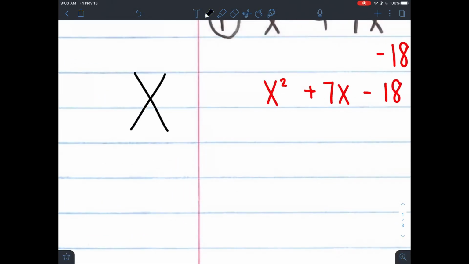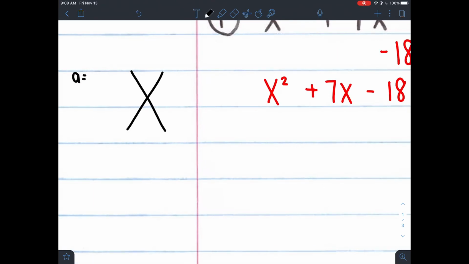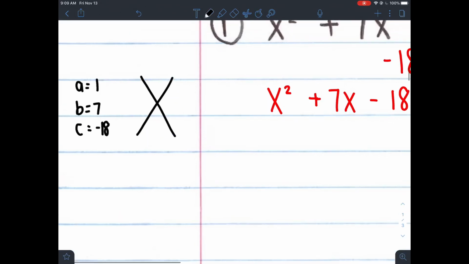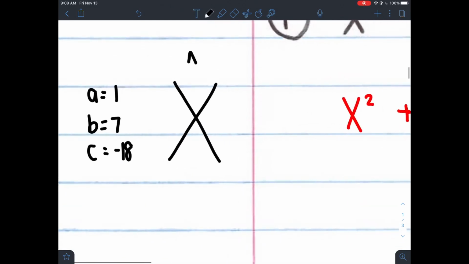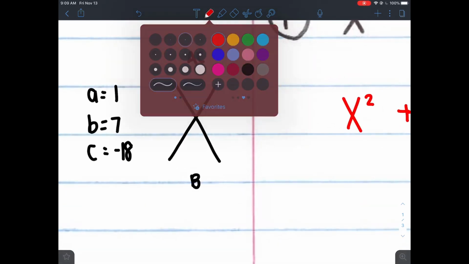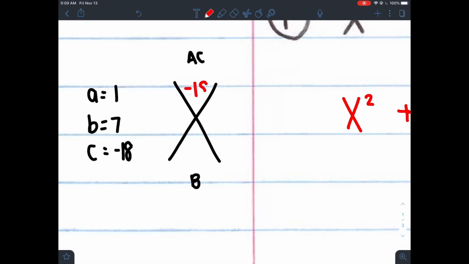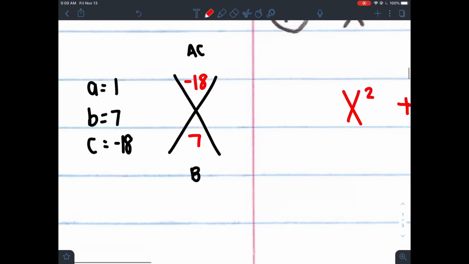Okay, so let's identify our values, all right? So A here is 1, B is 7, and C is negative 18. So let's factor this. Remember, it's called AC method because AC goes on top, B goes on the bottom. So A times C here, 1 times negative 18, is going to be negative 18. And your B is 7. So I'm looking for 2 numbers that multiply to negative 18 but add to 7. And that's going to be positive 9, negative 2. Positive 9 and negative 2 multiply to make negative 18 but add to make positive 7. So you want to make sure it satisfies both of those conditions.